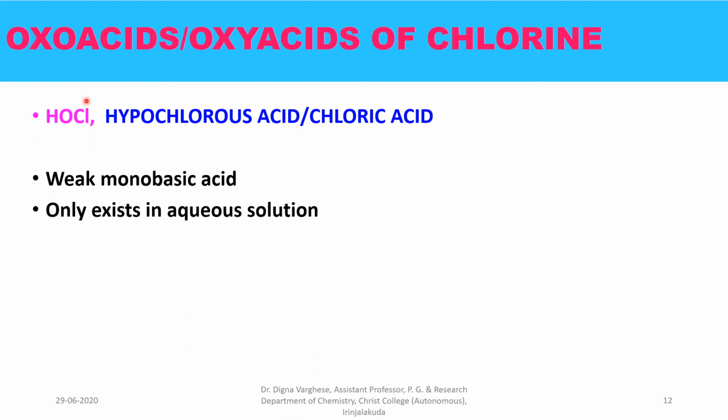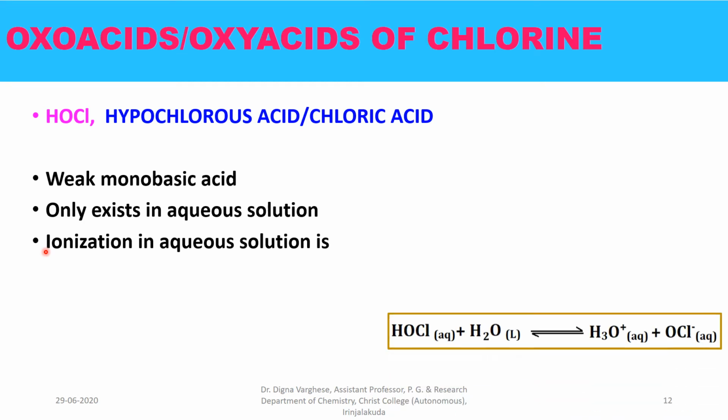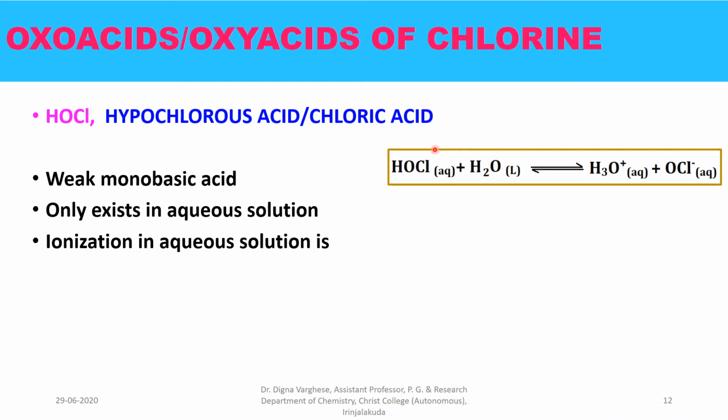It can only exist in aqueous solution, and the ionization in aqueous solution of hypochlorous acid is given here. HOCl in water giving hydronium ion and OCl minus ion. So it can donate only one proton, so it acts as a monobasic acid.